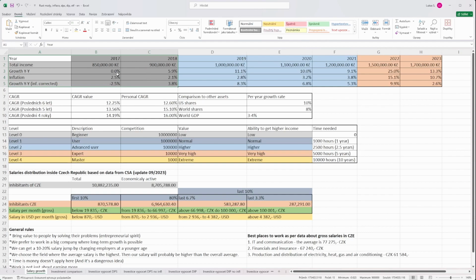In this video, we will be discussing and sharing some ideas on how we can increase our salaries in the case of the Czech Republic. In general, if you want to increase or improve something, it's always good to measure it.